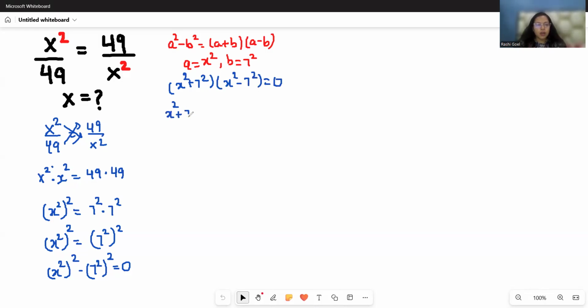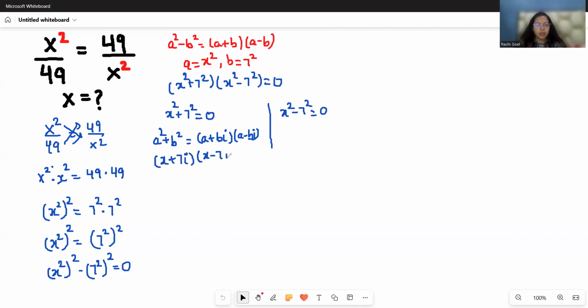So first case, x² plus 7² equals 0. So the formula is a² plus b², that is (a plus bi) and (a minus bi). Second case is x² minus 7² equals 0. So here this becomes (x plus 7i)(x minus 7i) equals 0. So case 1 is x plus 7i equals 0, so x is minus 7i. And when x minus 7i equals 0, x equals 7i.